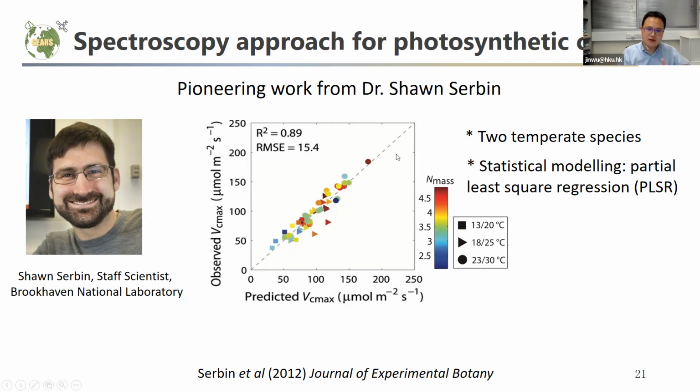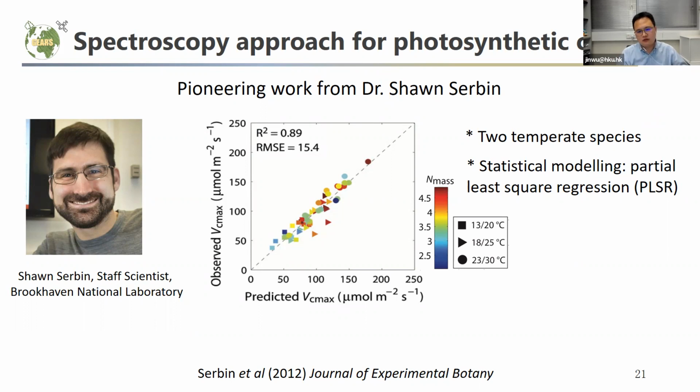So that's the reason when the paper was published, it was quite exciting for the whole hyperspectral remote sensing field. But there are also some limitations to Shawn Serbin's work. The first thing is the original study primarily focused on 2 temperate species. And then the model they used is a static model, running a process-based model.